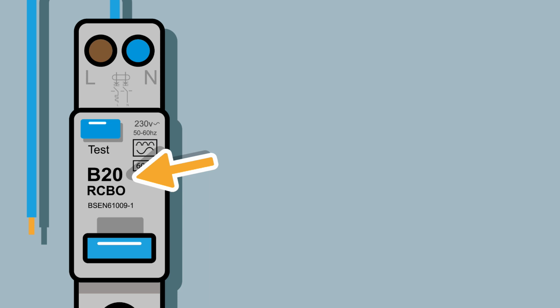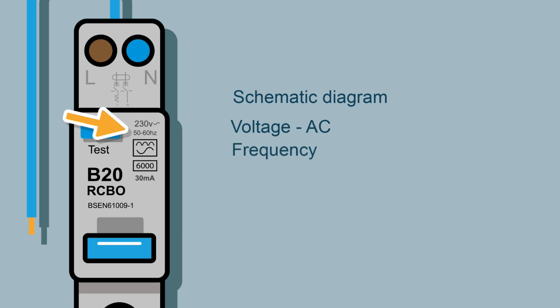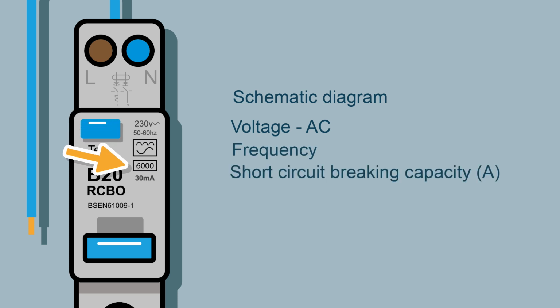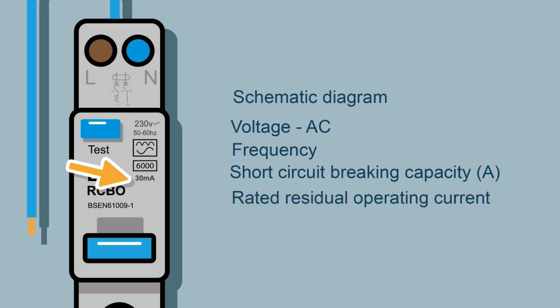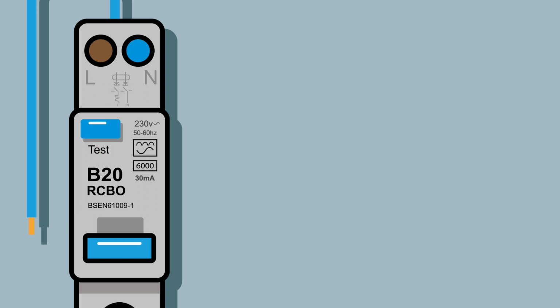Just quickly, what are the other things? We have a schematic. This generally tells you how it's switched, how many poles. Does it just switch live or does it switch live and neutral? It tells you the voltage, the frequency, the short circuit breaking capacity, how much fault current it can handle, the rated residual operating current. But when we're doing our Zs, we're interested in its operating characteristic, the B20.